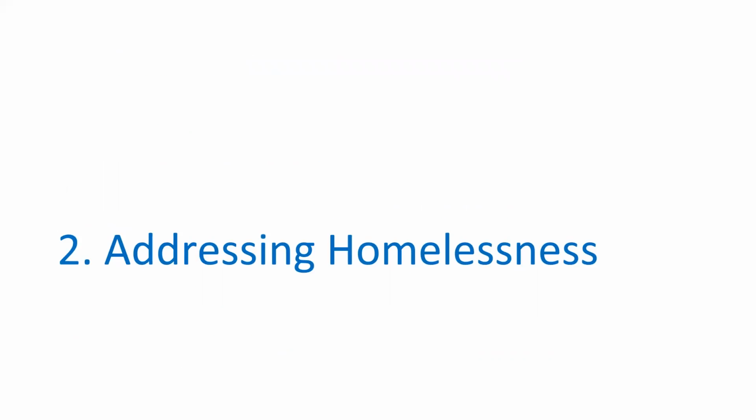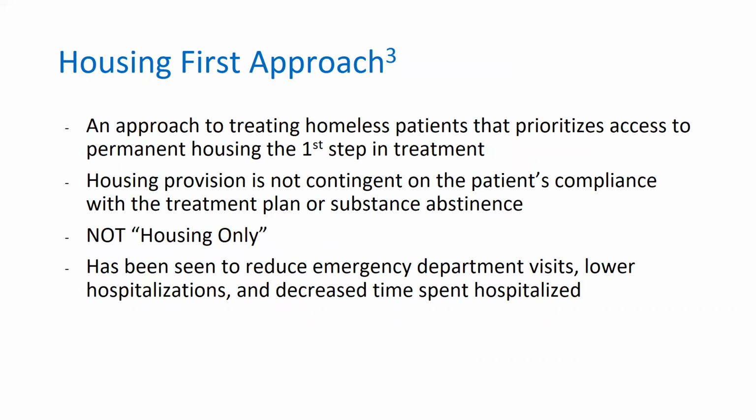And once you have those details and you understand, or at least have a better understanding of your patient's homelessness, you can begin to address it. And the current theory or approach that's being talked about in the United States is the housing first approach. And what this means is that when you have a patient experiencing homelessness, you want to prioritize access to permanent housing as the first step in that patient's treatment. So first step, you're going to get that patient connected to a more permanent or stable housing condition.